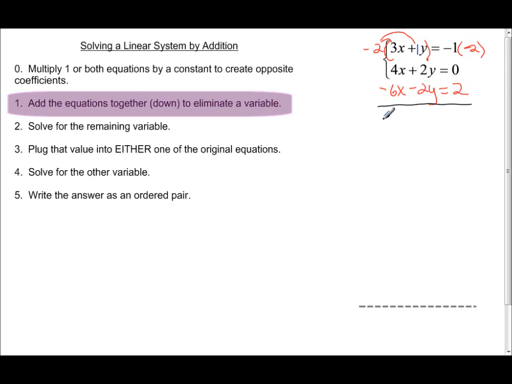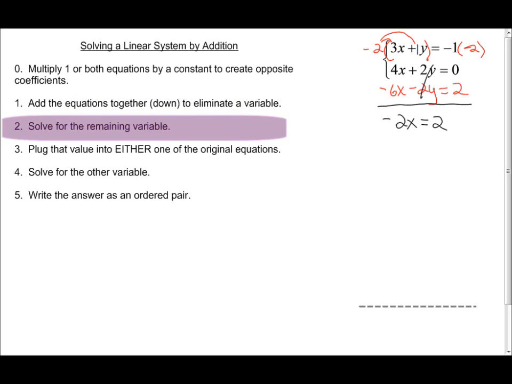4x and negative 6x added together is negative 2x. These in fact cancel these terms because they're opposites, and then 0 plus 2 equals 2. From there, I will go to the next step, which should be pretty obvious. It's solve for the remaining variable. I'll do that by dividing both sides by negative 2 and getting x equals negative 1.